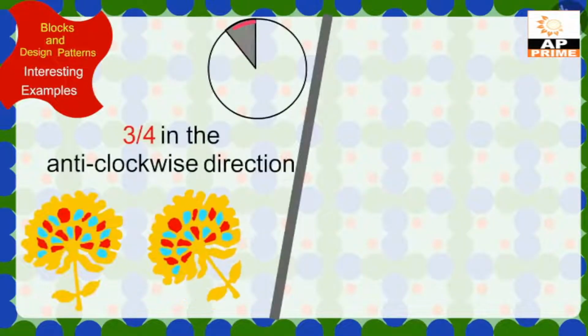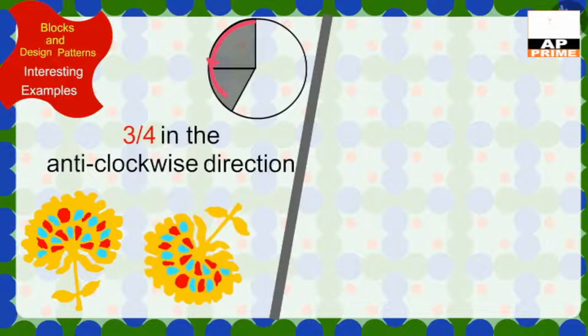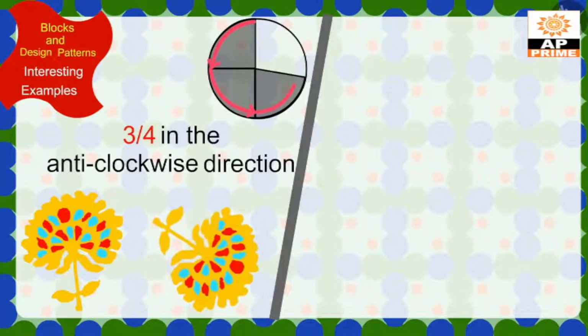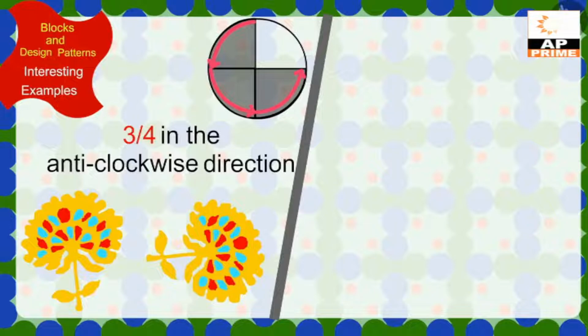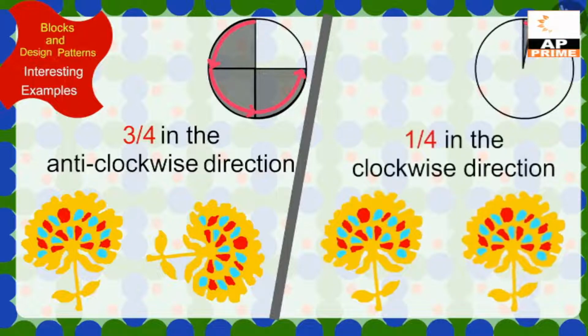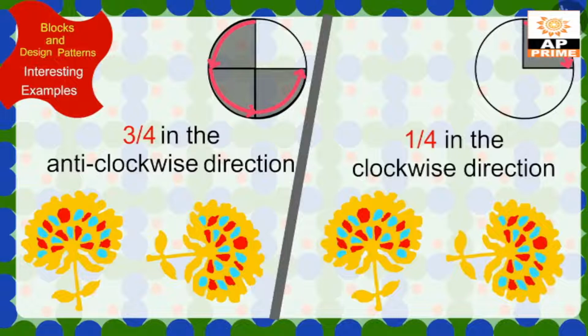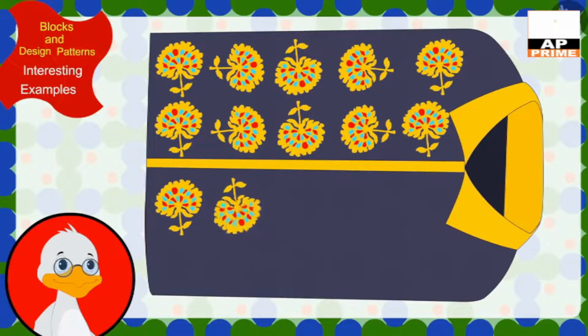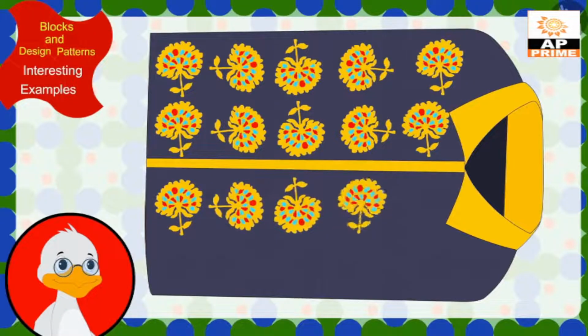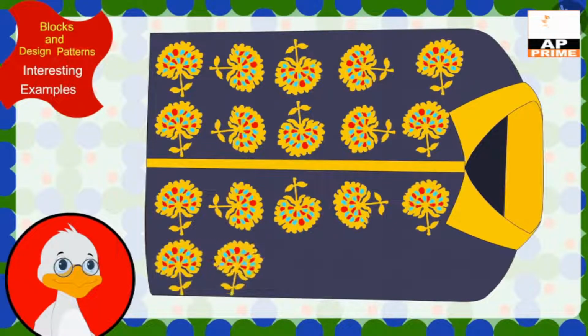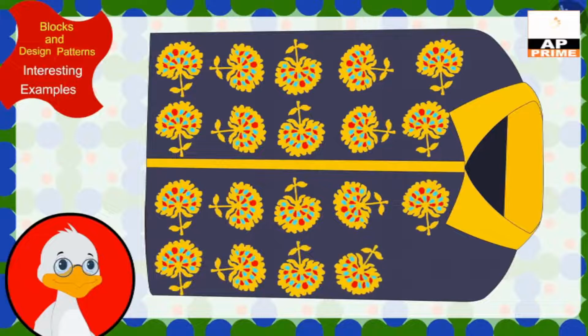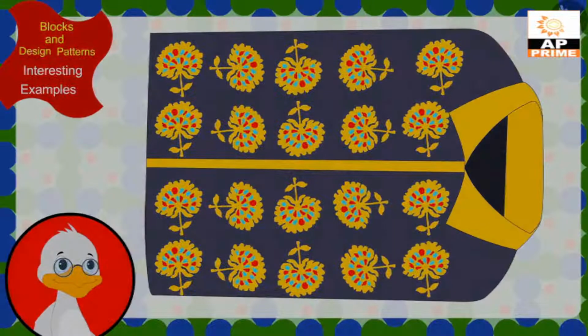To make this pattern, Kittu has rotated the previous impression 3/4 in the anti-clockwise direction, or 1/4 in the clockwise direction every time. Uncle too, like you, found the rule of this pattern and completed the design made on this shirt.